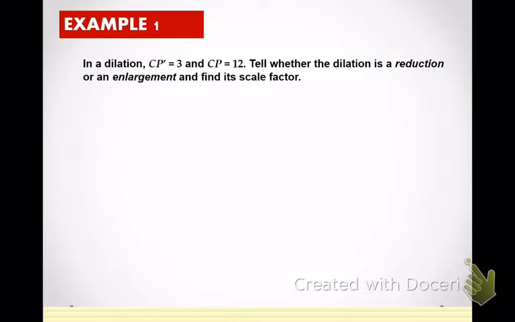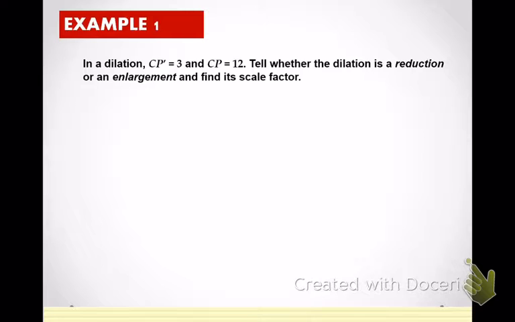So in a dilation, CP prime, so that's the figure after it's dilated, is 3, and CP is 12. Tell whether the dilation is a reduction or enlargement, and find its scale factor. Okay, so what do you think it is? The prime is 3, the original is 12. Would that be a reduction or an enlargement?